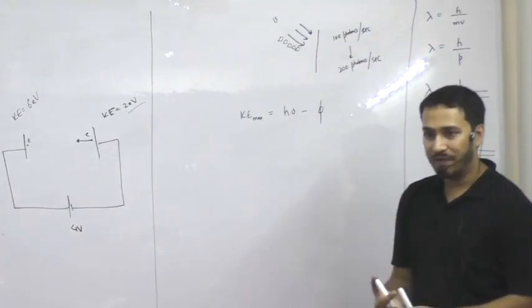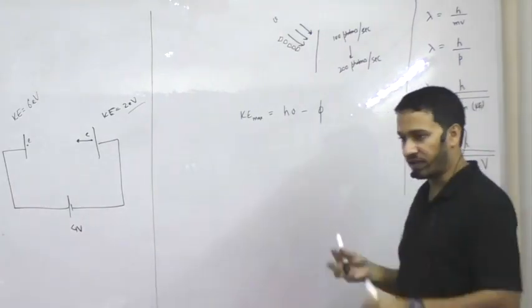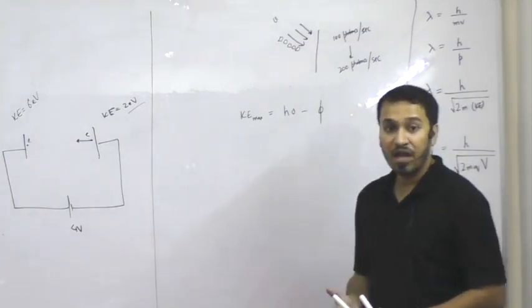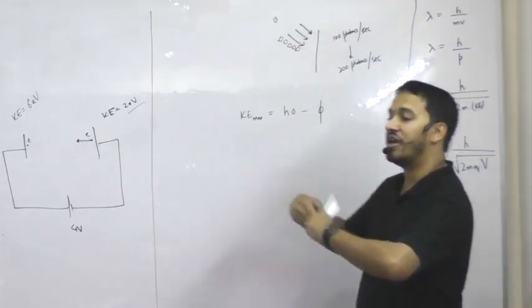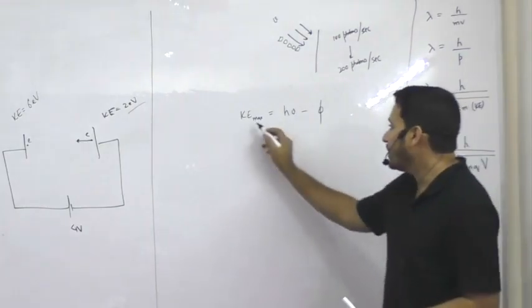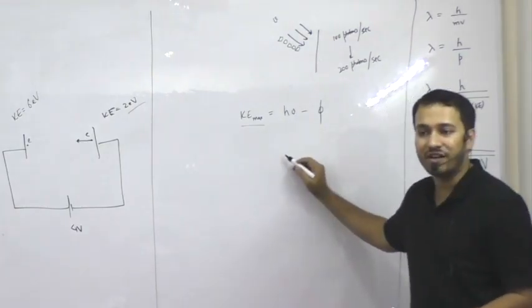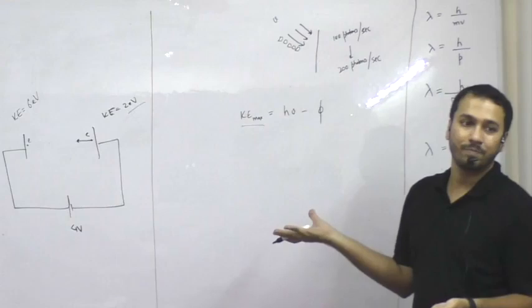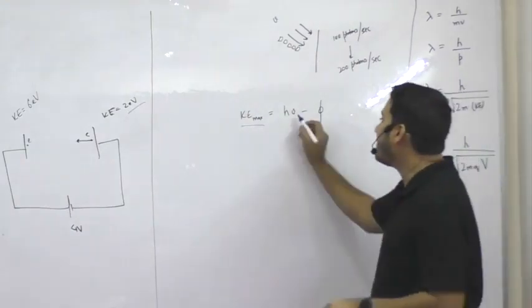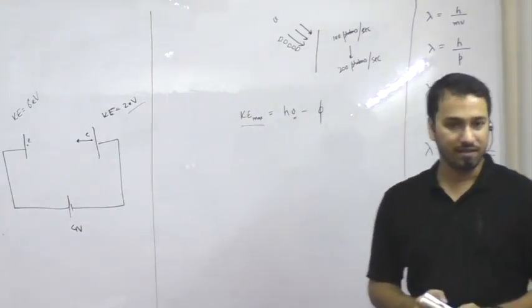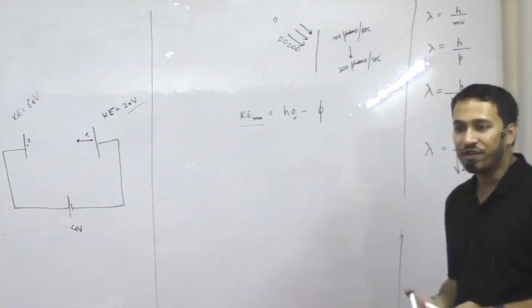What does this mean? अगर पहले 1 सेकंड में 100 फोटोन गिर रहा था तो लेट्स से 100 इलेक्ट्रॉन निकल रहे थे, अब 200 फोटोन गिर रहे हैं तो 200 इलेक्ट्रॉन निकलेंगे, right? But what will be the kinetic energy of the ejected electrons? That will remain same, because I have not changed the frequency of the light.